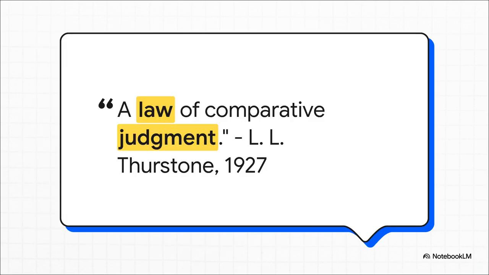And this isn't some newfangled idea. We're talking way back in 1927, when a psychologist named L.L. Thurstone laid the foundation for all of this with what he called his law of comparative judgment. He was one of the very first to figure out a really rigorous way to build a measurement scale just from asking people to compare pairs of things. He showed that we actually can find a logical order inside all that subjective noise.